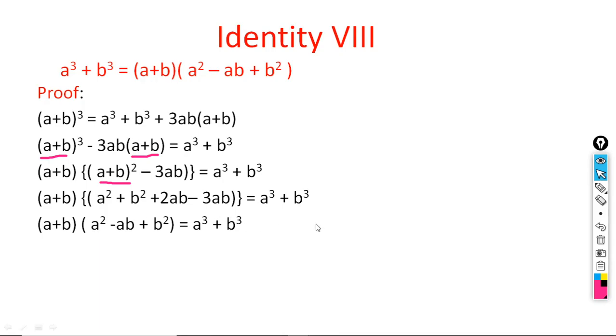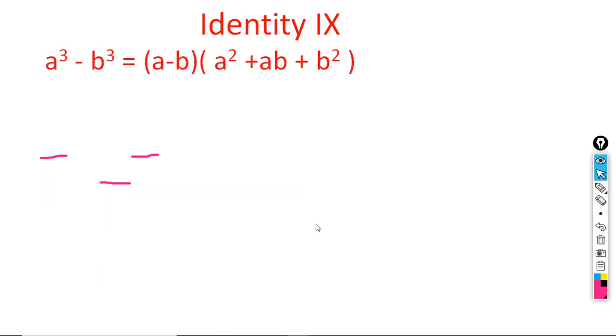Similarly, we can prove another identity, which is a cube minus b cube. In this case, we have a cube of a binomial, a cube minus b cube, which is equal to a minus b. In the previous case it was a plus b, in this case we have a minus b, and the bracket term is a square plus ab plus b square.